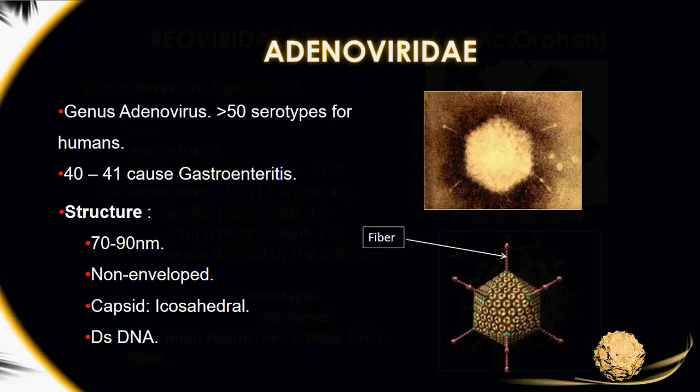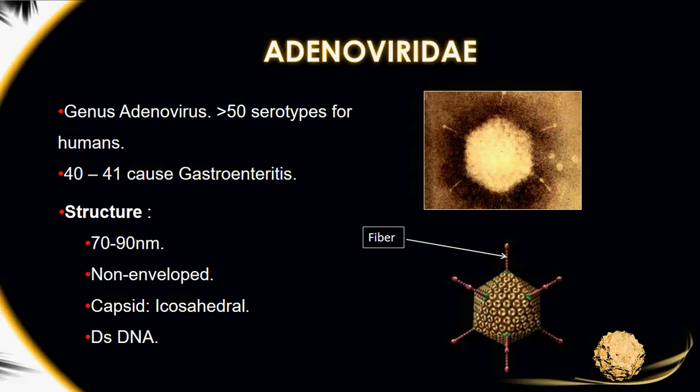Another family is known as Adenoviridae, with the genus adenovirus. There are at least 50 serotypes of this genus affecting humans, and serotypes 40 and 41 can result in viral gastroenteritis. It is non-enveloped, measuring 70 to 90 nanometers, containing an icosahedral capsid encompassing double-stranded DNA, and as you can see, long fibers protrude from the nucleocapsid.